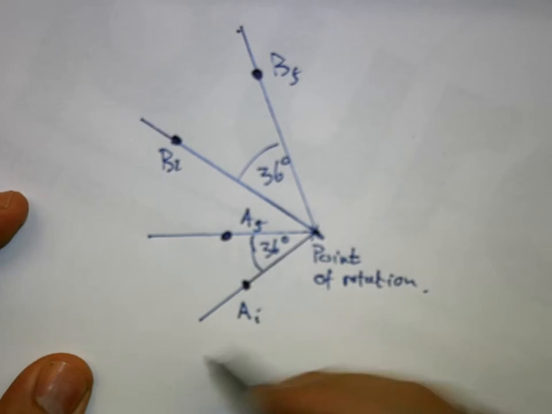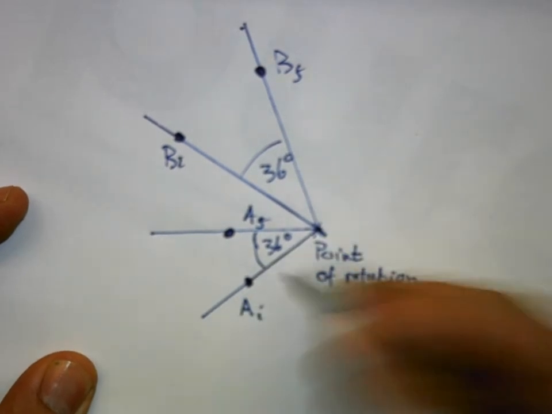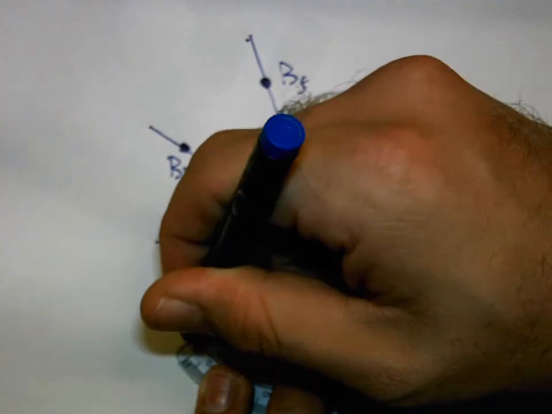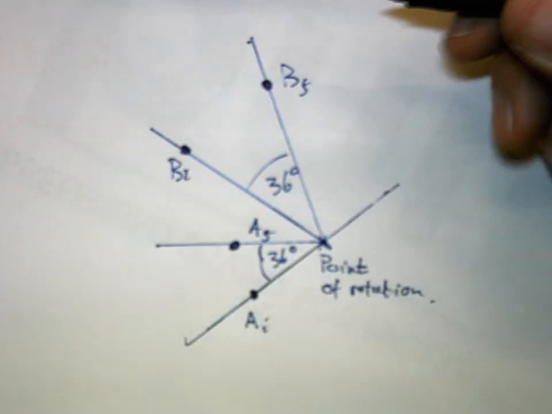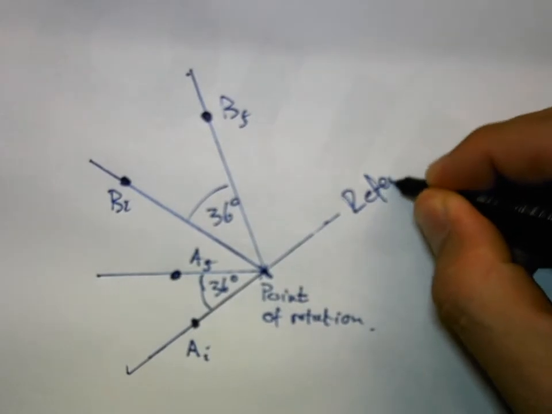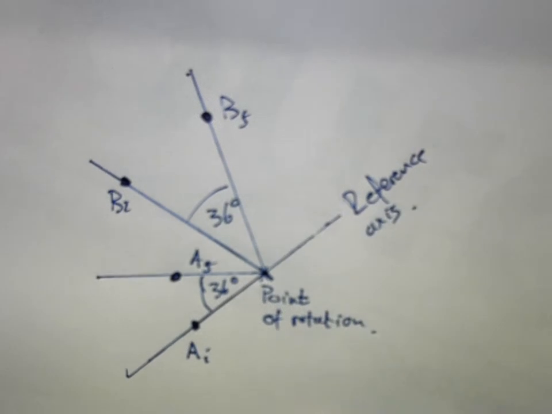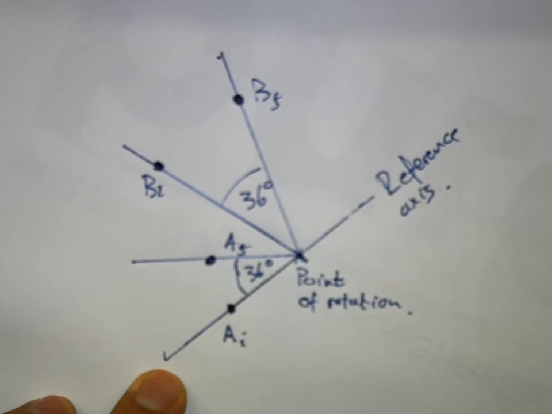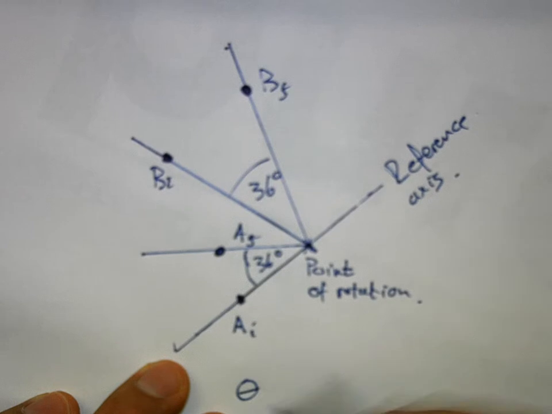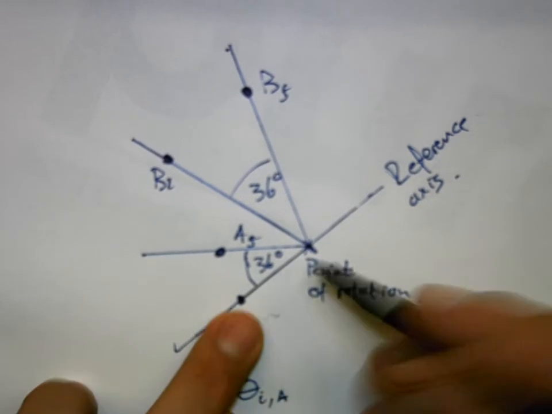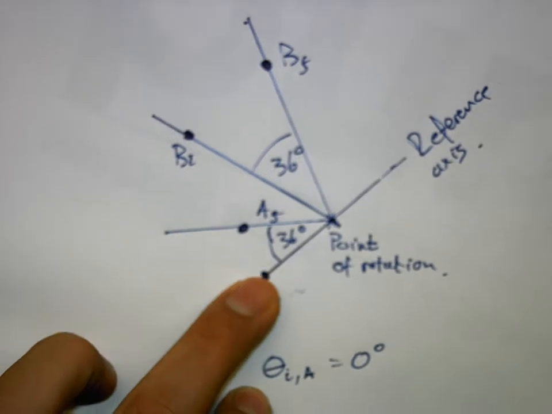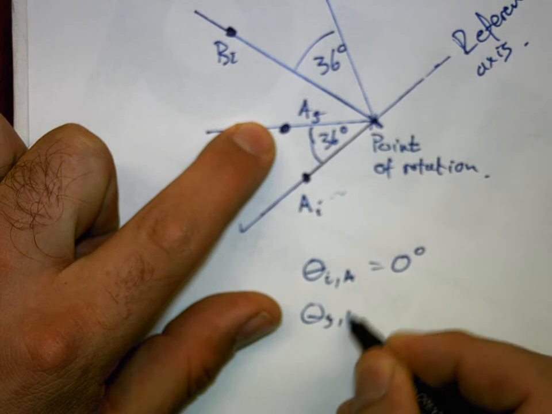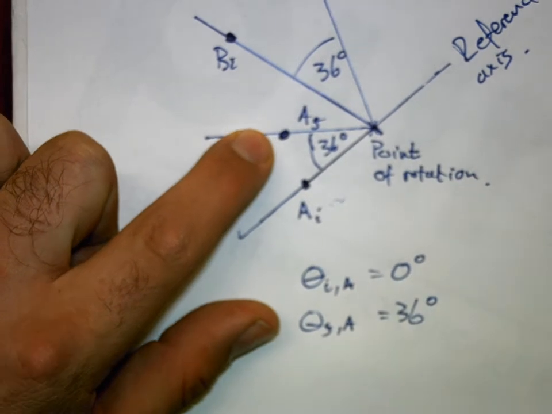Now the angular position here, we could say initially, let's take this as like a reference axis. So we're going to use this as a reference. So if this line is just the line we're going to use as a line of reference, we can say that the initial angular position of point A was at 0 degrees. And we can say that the final angular position of point A was at 36 degrees.